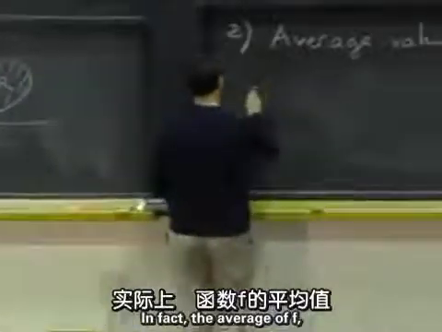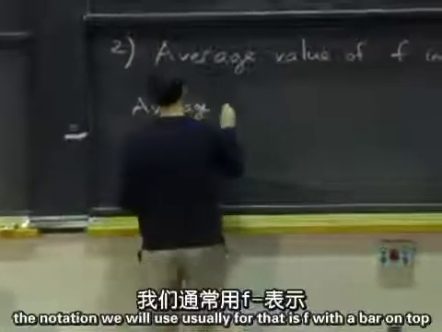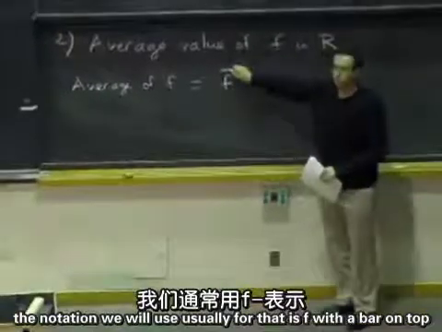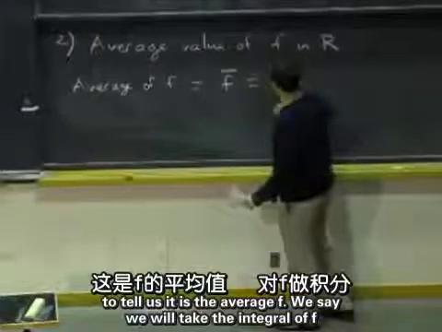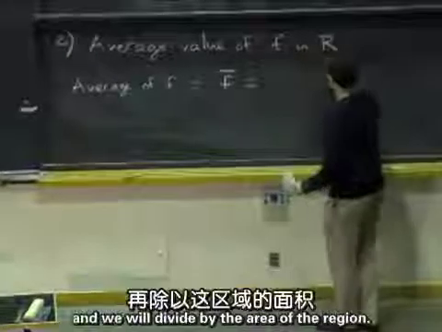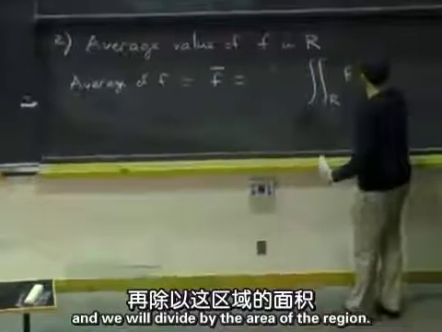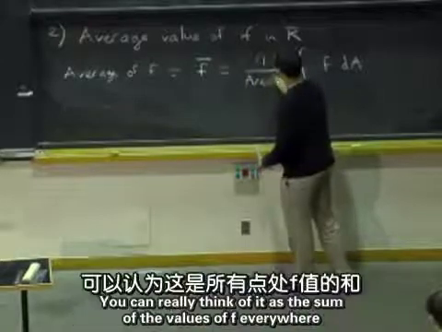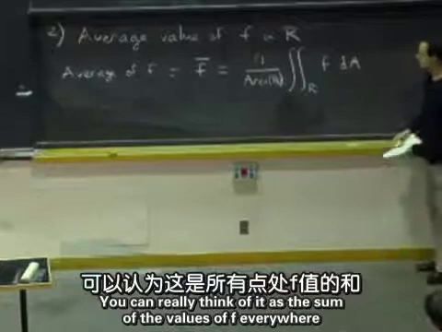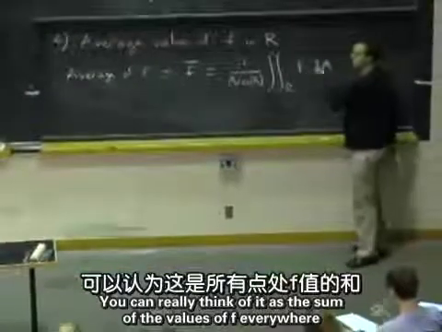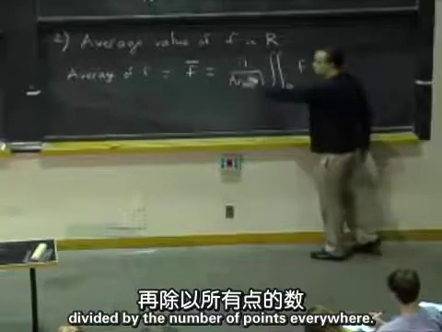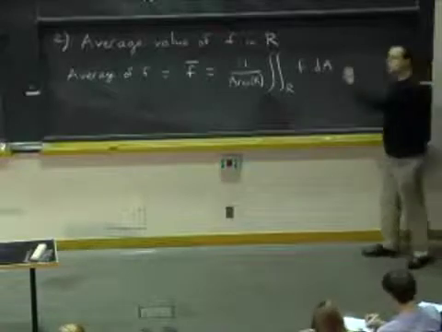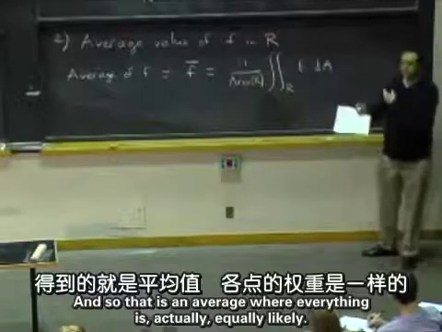Okay, so in fact, the average of f, the notation we'll use usually for that is f with a bar on top, to tell us the average f. That would be, so we said we'll take the integral of f and we'll divide by the area of the region. You can really think of it as the sum of the values of f everywhere divided by the number of points in everywhere. And so that's an average where everything is actually equally likely.